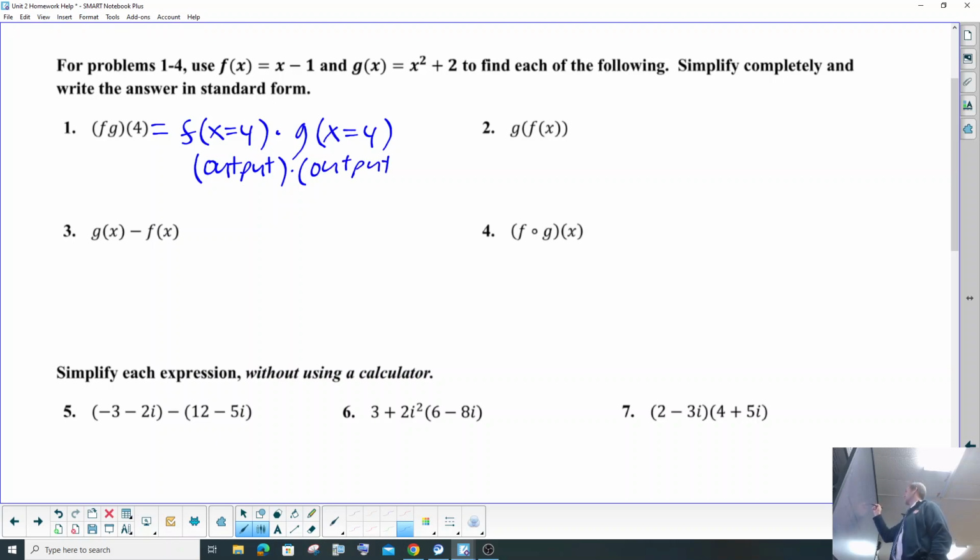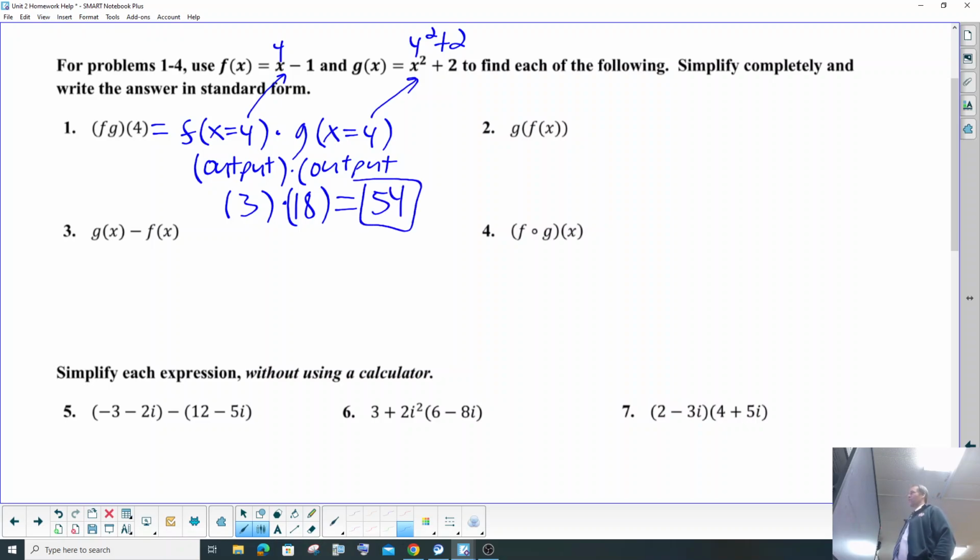Multiply their outputs. So if we plug a 4 in here, we get 4 minus 1 is 3. And we got 3 times, plug in 4 in here, that's 4 squared plus 2. And then 4 squared plus 2, so that's 16 plus 2, which in fact is 18. And so if you think about what 20 times 3 is, 20 times 3 is 60. And then we're going to take away 2, take away 2, take away 2. So that's going to be 54 is what we got there.